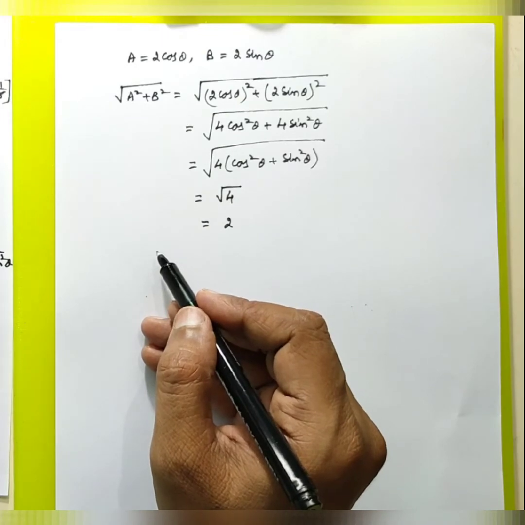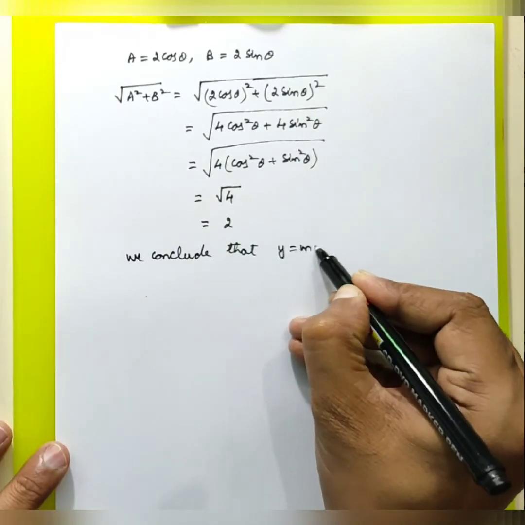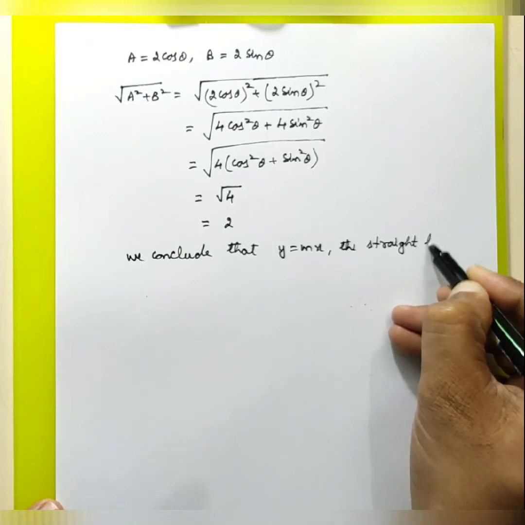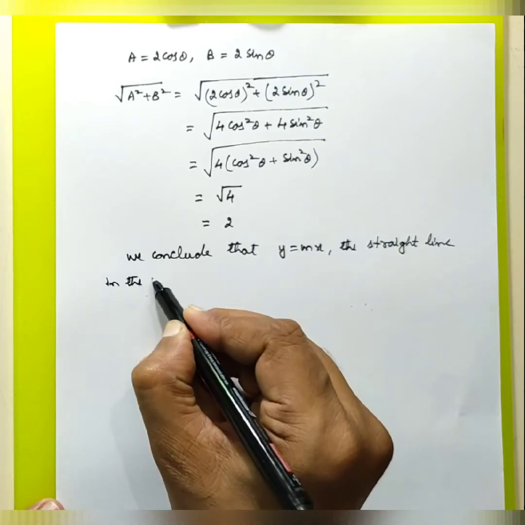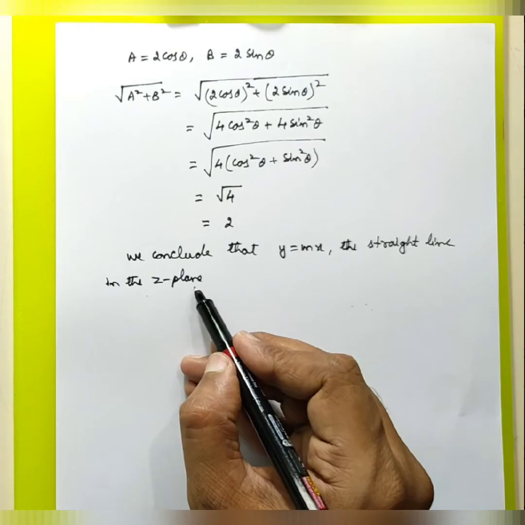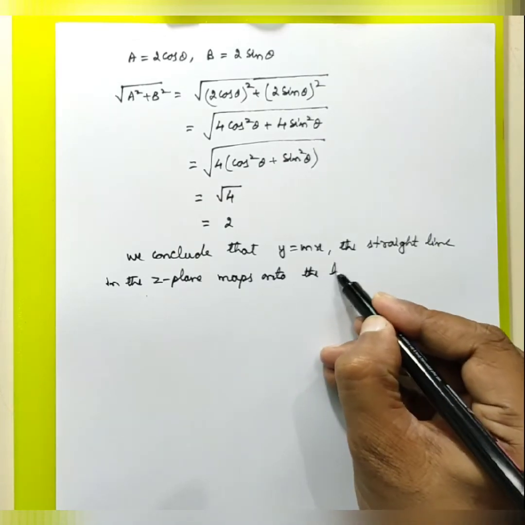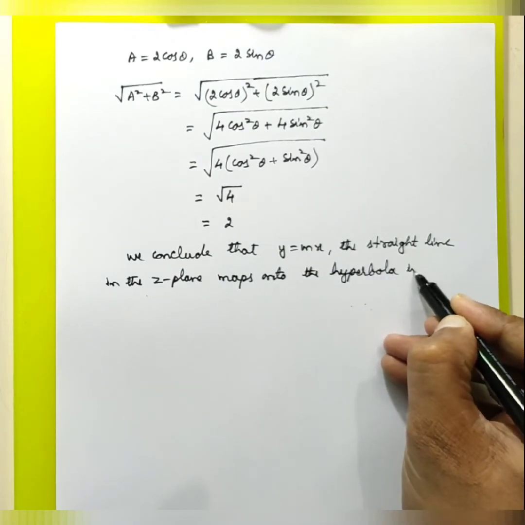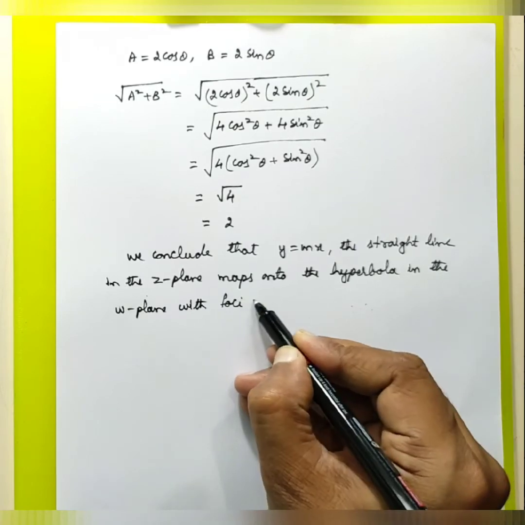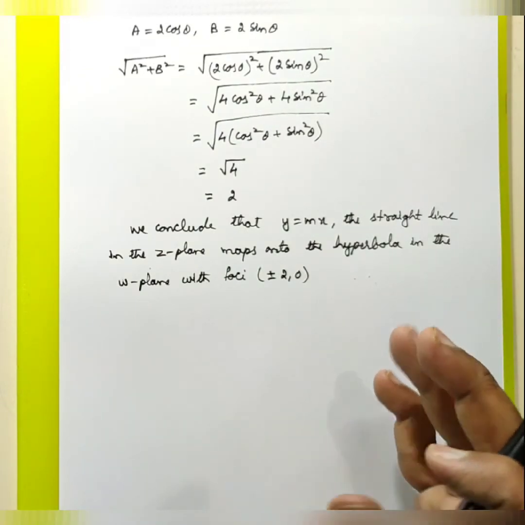So let us try to conclude over here. We conclude that y is equal to mx. That is what we have taken: the straight line y is equal to mx in the z plane, when we took theta as constant. The straight line y is equal to mx in the z plane maps onto the hyperbola in the W plane with foci plus or minus 2 comma 0. So the foci for the ellipse as well as for the hyperbola is the same.